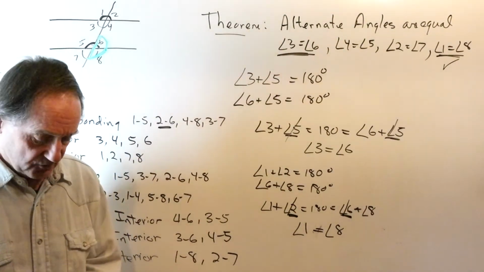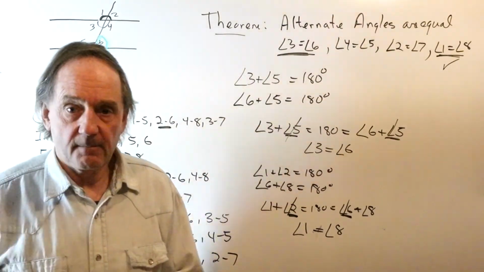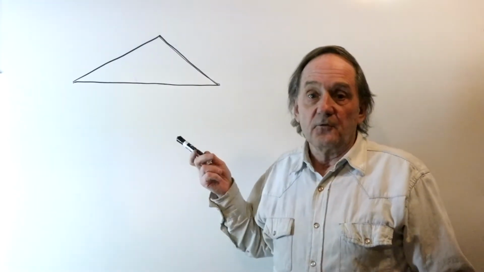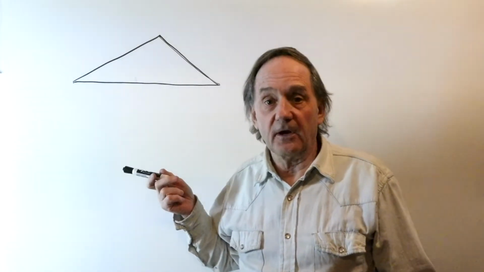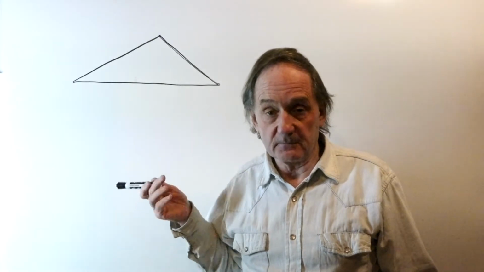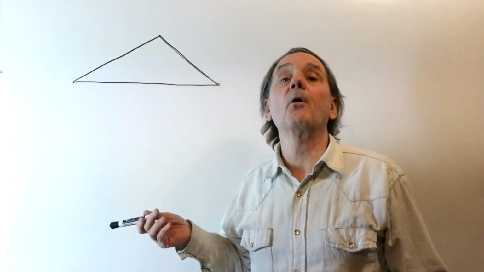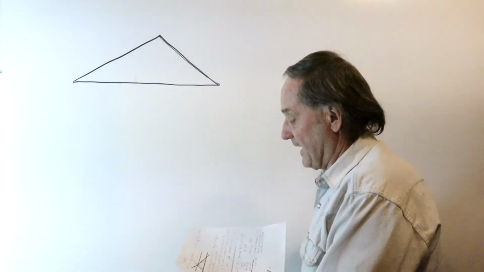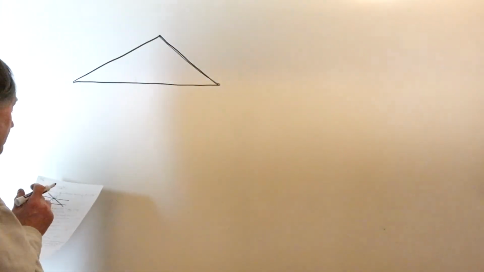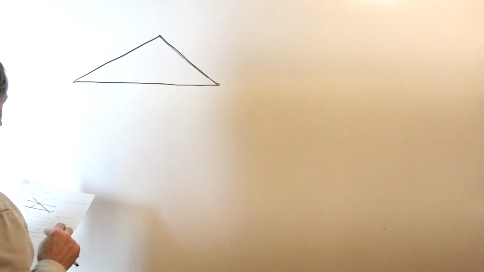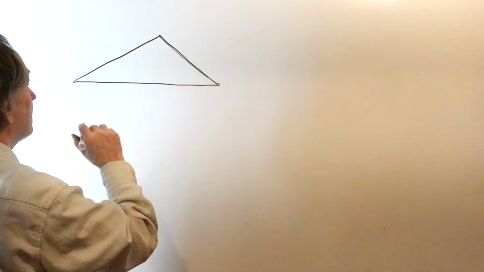Now we'll look at triangles. Undoubtedly, you've heard somewhere along the line that the sum of the interior angles of a triangle sums to 180 degrees. We can now prove that given what we have and what we've developed so far. So we want to prove that the sum of the interior angles of a triangle is 180 degrees.